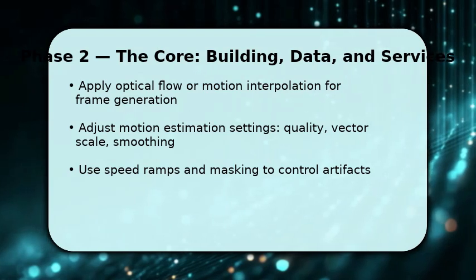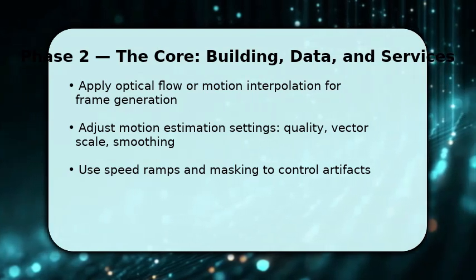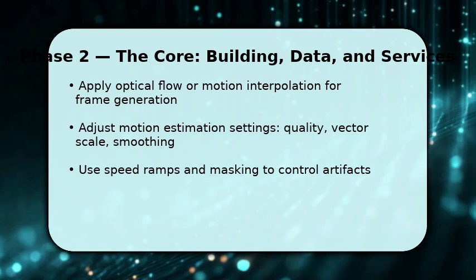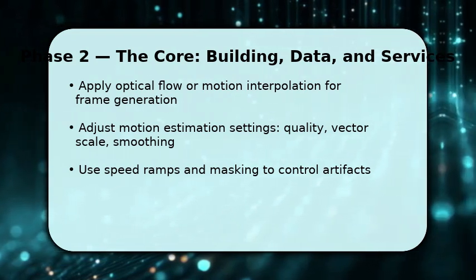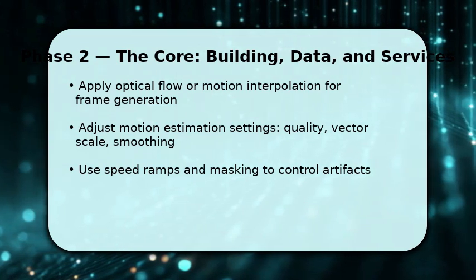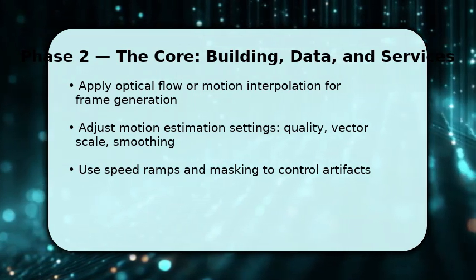Next, apply frame interpolation, optical flow, to generate intermediate frames and avoid choppy results. You should increase algorithm quality if your software allows it, because better motion vectors equal smoother motion. However, that costs render time.